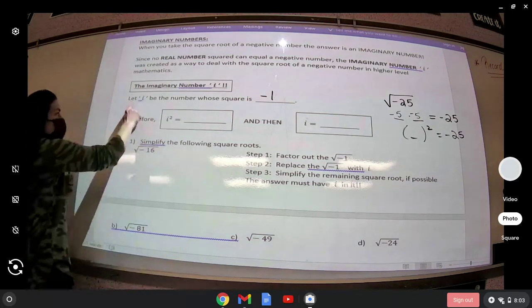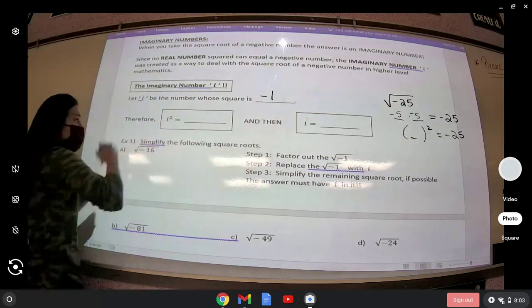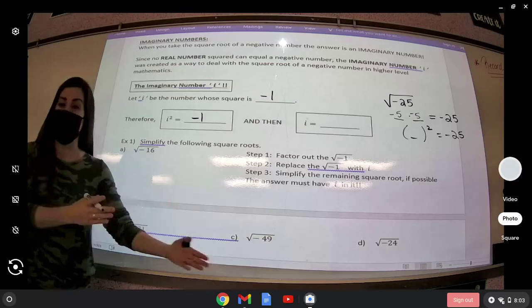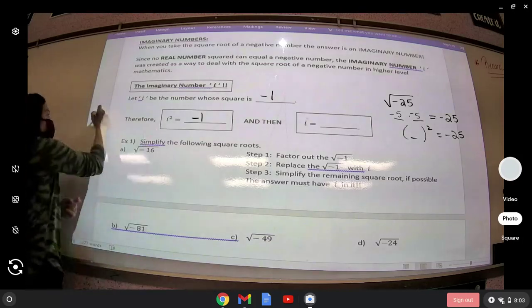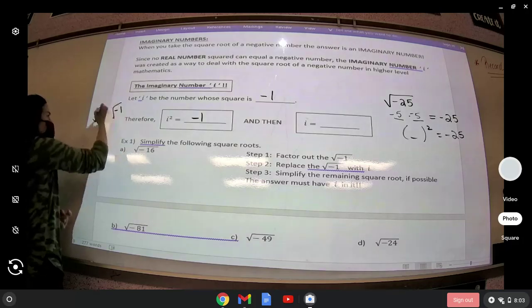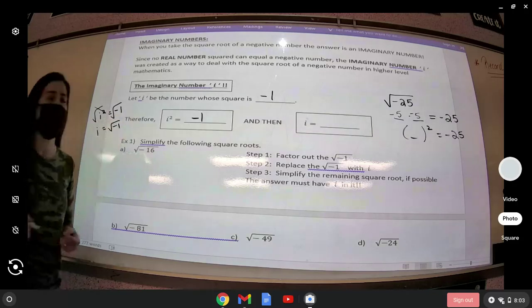So that means if they're gonna let i be the number whose square is -1, that means i squared is -1. He's the number that when you square him, you get -1. And if that's true, if i squared equals -1, then when I square root it, i is gonna be equal to the square root of -1.